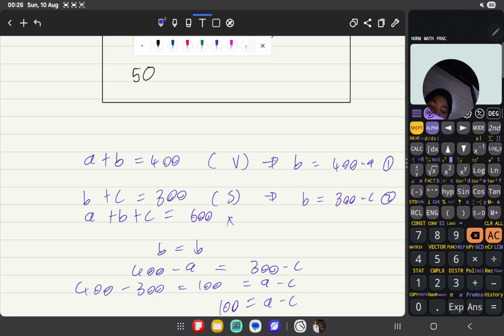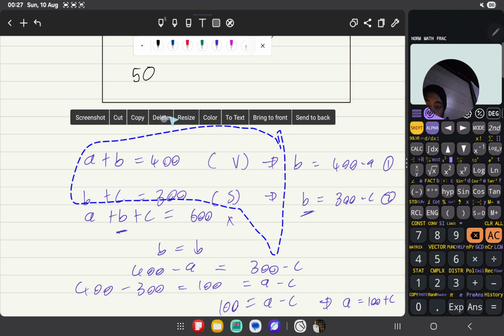Now I'm going to start using this one, and to use it I want to use this equation for B, because I have B here, so I'm going to substitute this B. From this, I can say that A equals 100 plus C. Now that is A, so I'm going to substitute. Because this equation has A, and this one has C, I'm going to use this one, not this one. Let me make up some space.